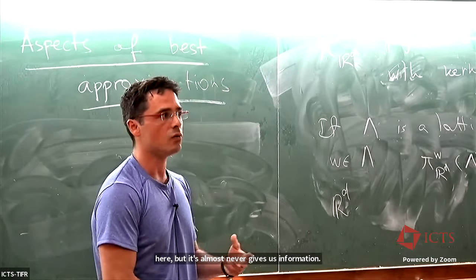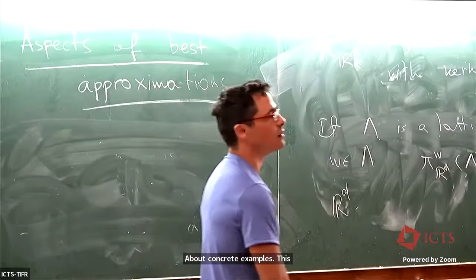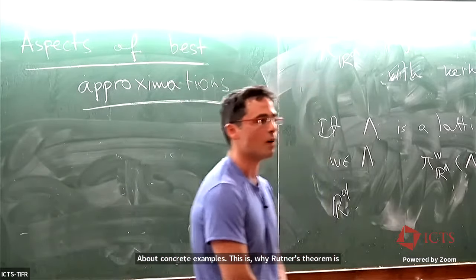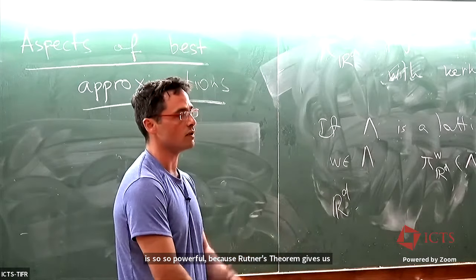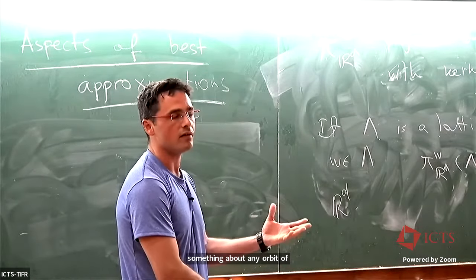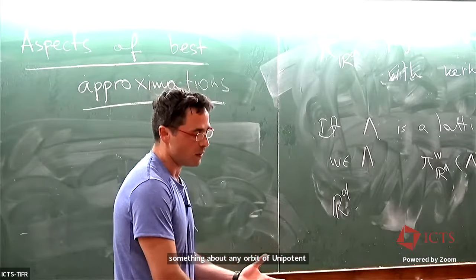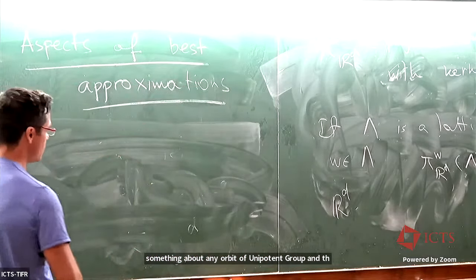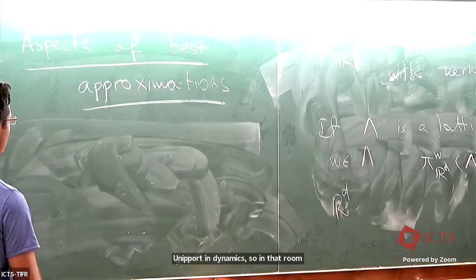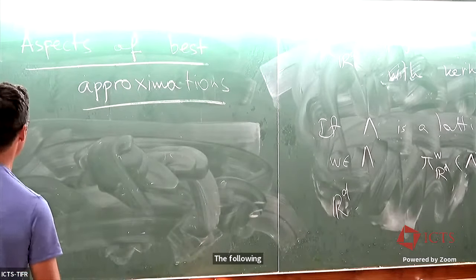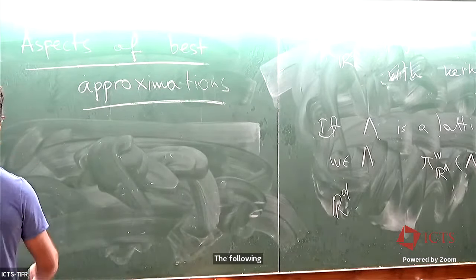This is why Ratner's theorem is so powerful, because Ratner's theorem gives us something about any orbit of a unipotent group. And this is basically what leads to the strength of unipotent dynamics. So in that respect, the following result is unique, and it says the following, because I'm going to say something about a particular theta.